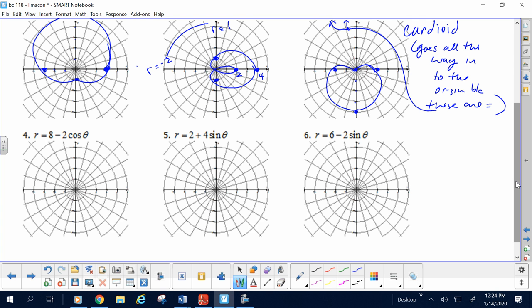Okay, number 4. What do we got there? Limacon with a dimple, or concave, convex, what? The first number is much bigger, so it's convex. Think about it on the extreme. What if you did this?